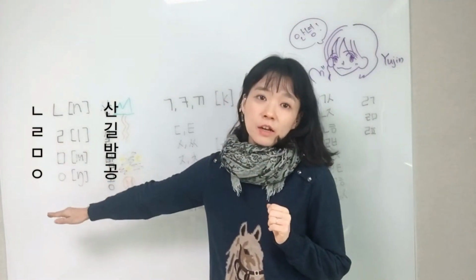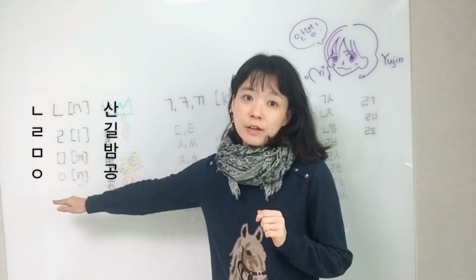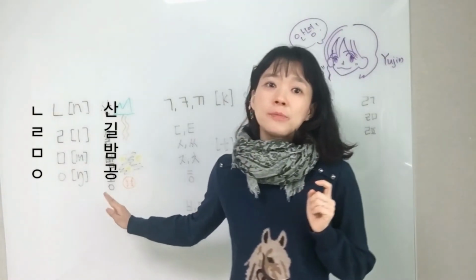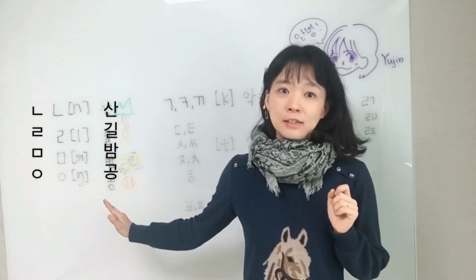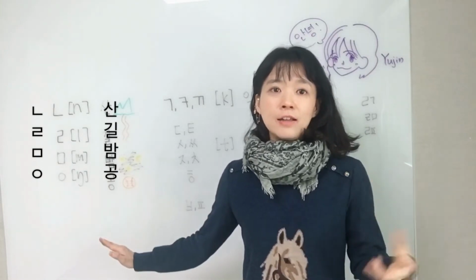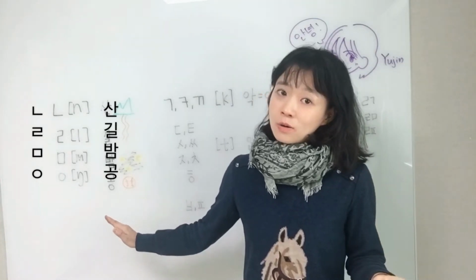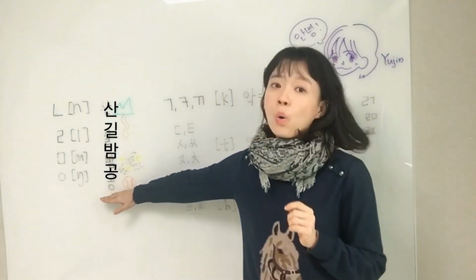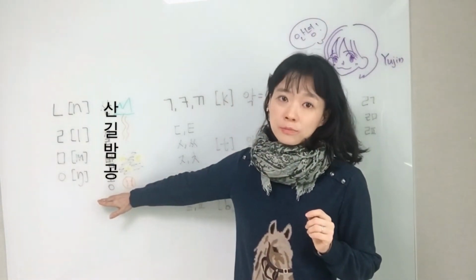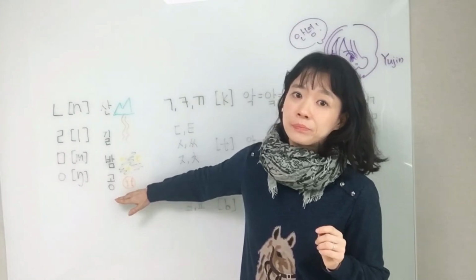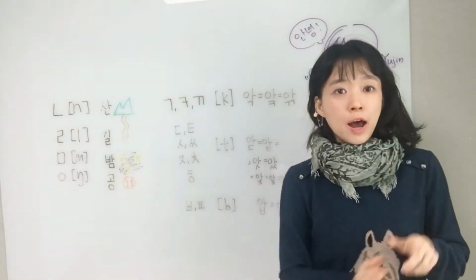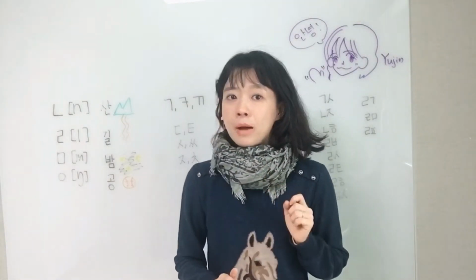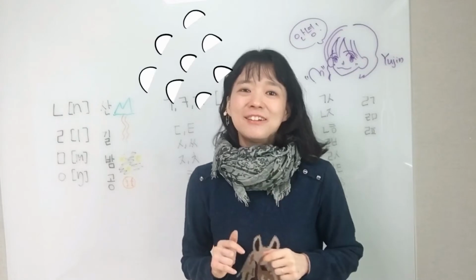And 이응, I told you that 이응 has no sound value in initial position, but when it is used in final position, it has the 응 sound. 응 as in sing, song, ding dong. So 공. 공 means the ball. You have to keep it in your mind.